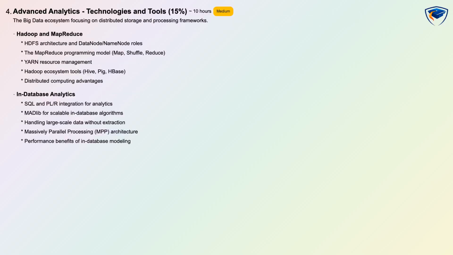Domain 4, Advanced Analytics, Technologies and Tools is all about the big data ecosystem focusing on distributed storage and processing frameworks. You'll learn about Hadoop and MapReduce, HDFS architecture, the MapReduce programming model, YARN resource management, Hadoop ecosystem tools, and distributed computing advantages. You'll also learn about in-database analytics, SQL and PL/R integration for analytics, MADlib for scalable in-database algorithms, handling large-scale data without extraction, massively parallel processing architecture, and performance benefits of in-database modeling.